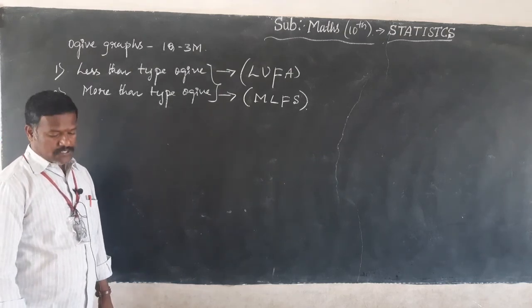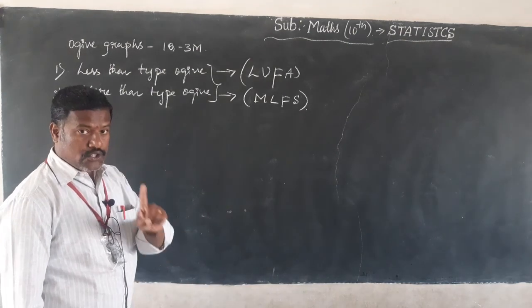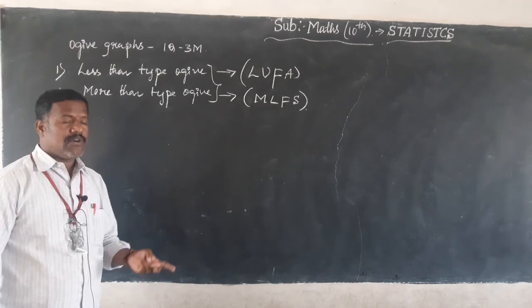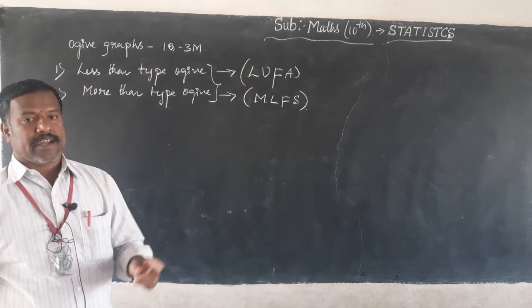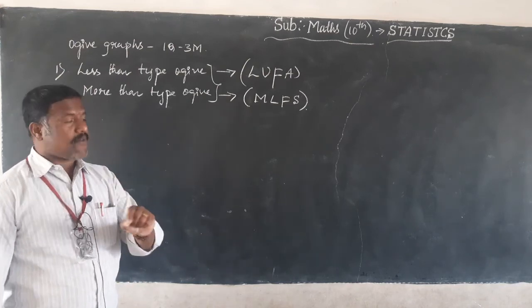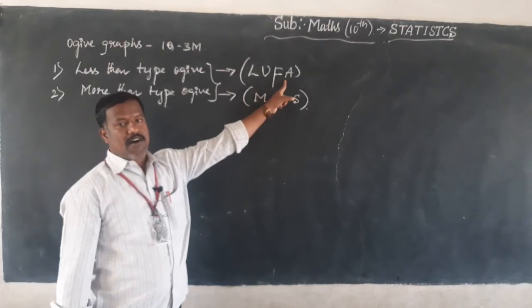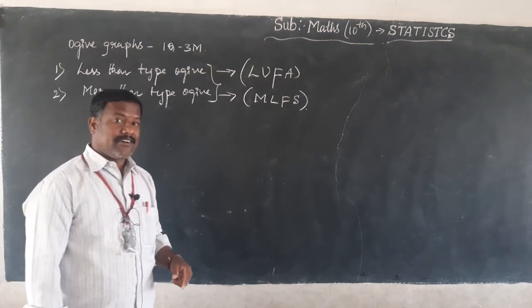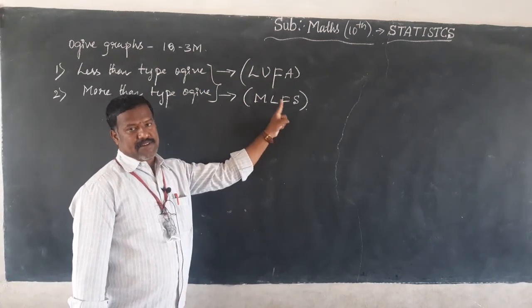Understand children? So here you have two important graphs. The first one is less than type Ogive and the second one is more than type Ogive. For drawing less than type Ogive you have one trick, that is LUFA. For drawing more than type Ogive you have another trick, that is MLFS.